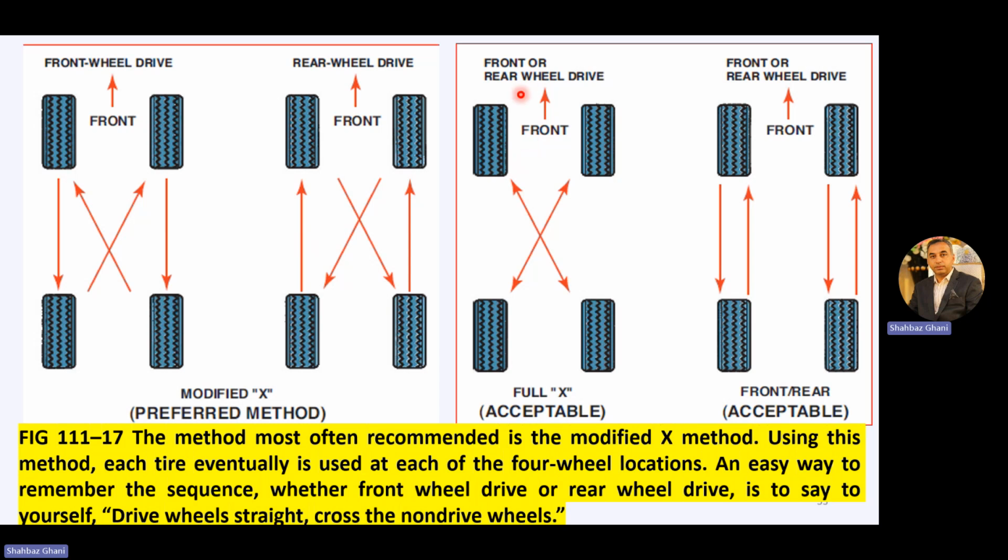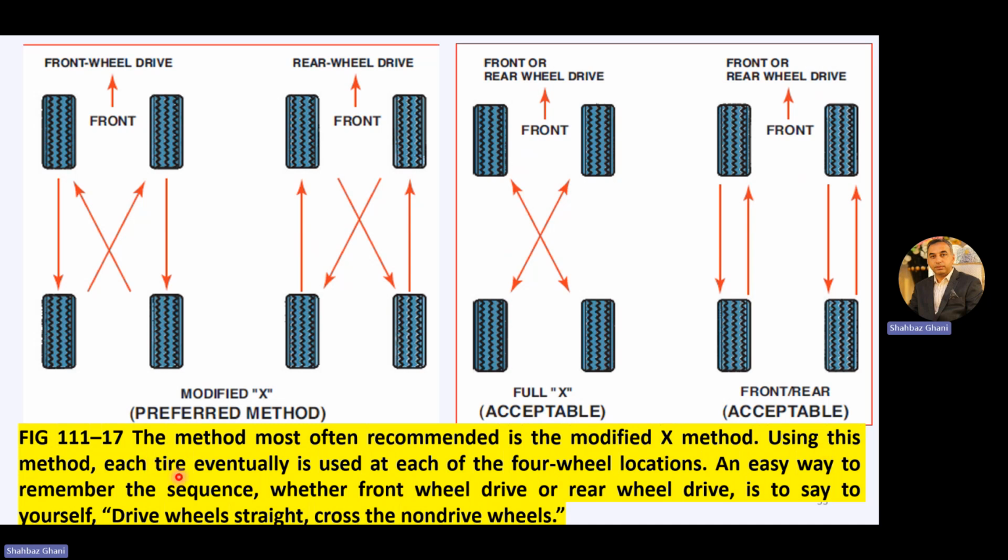Now, if we have a front or rear wheel drive, full X means front right to rear left, front left to rear right. So we change like this. Or for front or rear wheel drive, front to rear is acceptable. Front goes to the rear and rear goes to the front. The method most often recommended is the modified X method. This one.